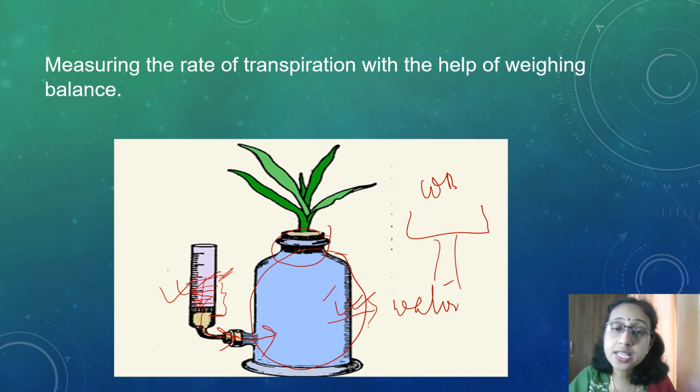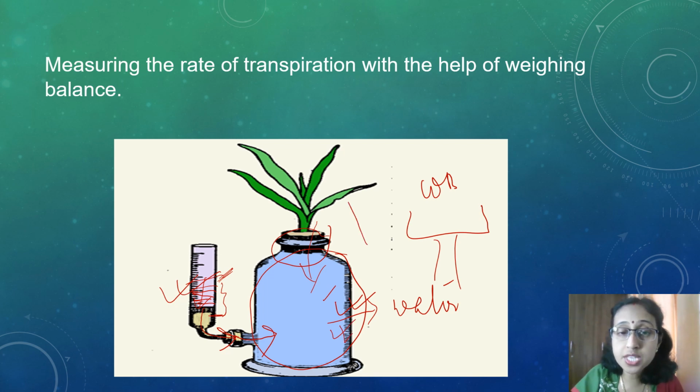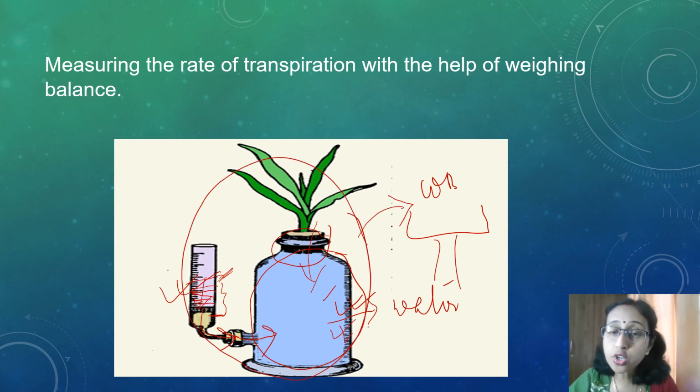And as we are inserting a plant inside this pot, we can take the measurement of this full setup in a separate weighing balance also. So what will happen there? We will see the weight before starting the experiment, and after completion of 2-3 hours of the experiment we can see that the weight is reduced a lot. So why is the weight reduced? Due to loss of water from the aerial parts of the plant.